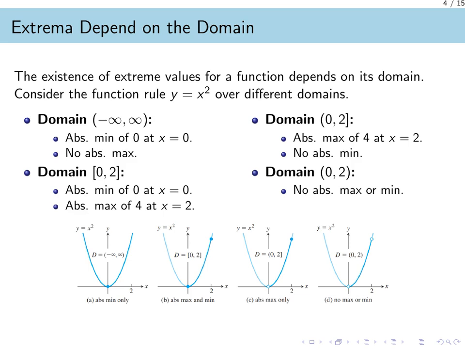However, if we exclude the left endpoint, on the interval from 0 up to and including 2, the function gets infinitely close to 0 but never reaches it, so it loses its absolute minimum. Finally, on the open interval from 0 to 2, with both endpoints excluded, there are no absolute extrema at all. The essential point is that the function rule alone is not enough. You must always consider the specific domain.